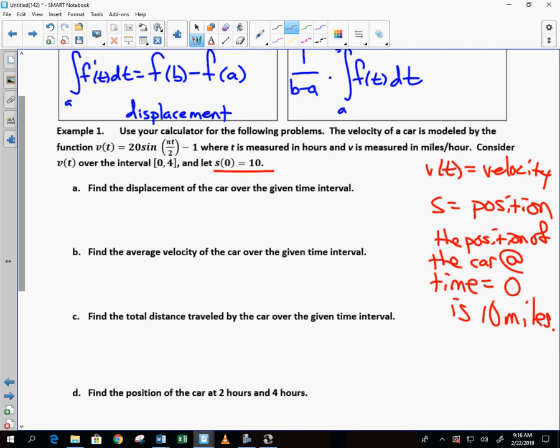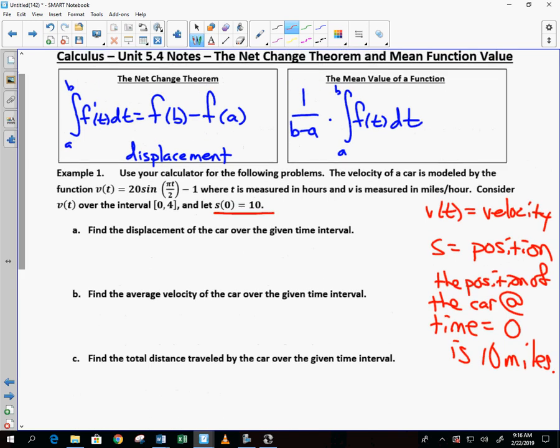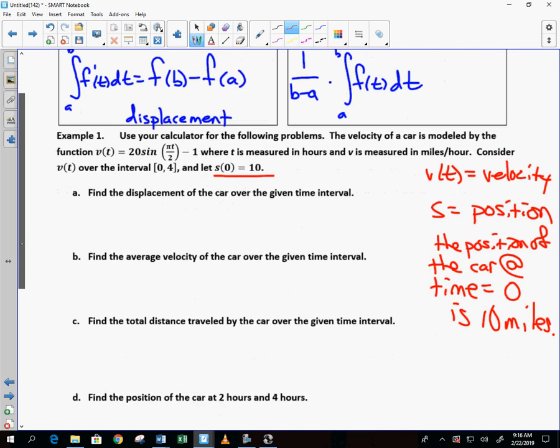Got that? Okay, and note that the derivative of the position function is the velocity function. And the derivative of the velocity function is the acceleration function. Good. Find the displacement of the car over the given time interval. So that gives us where it is now from where it started. So the displacement is just going to be the integral of the rate function. We're given the rate function, aren't we? So all we need to do is the integral from 0 to 4 of v of t dt.